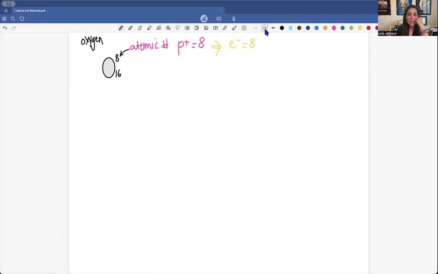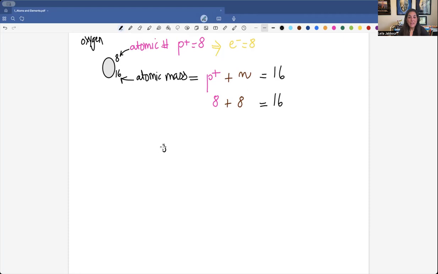Okay, and the atomic mass is equal to the number of protons plus the number of neutrons, equal to 16. Because we know the number of protons is 8, the number of neutrons must be 16 take away 8, and now you have 8. And that's equal to 16. And there we go. We figured out the number of neutrons. So that's it. We have the information for oxygen.